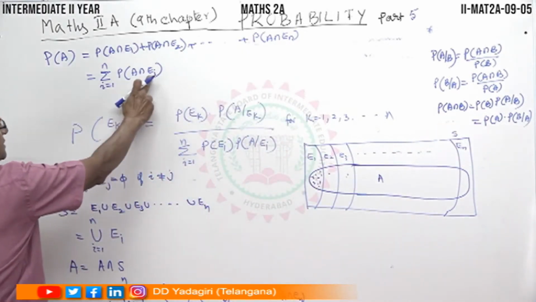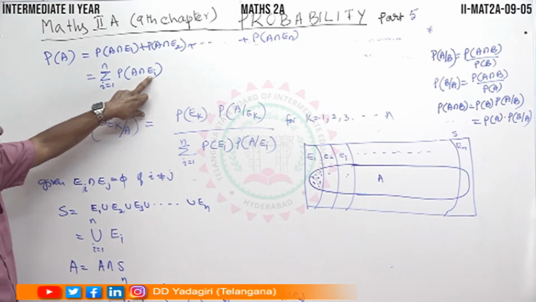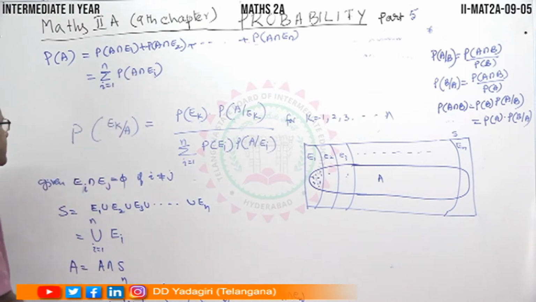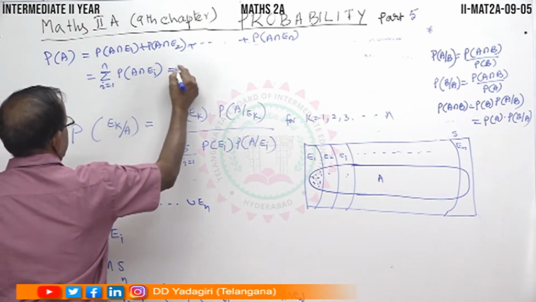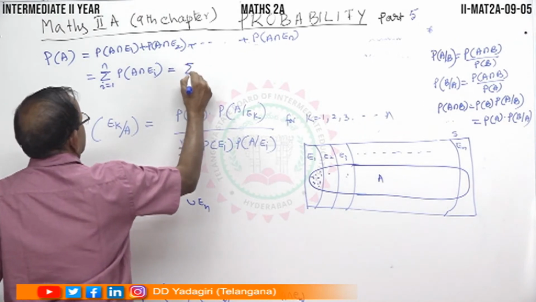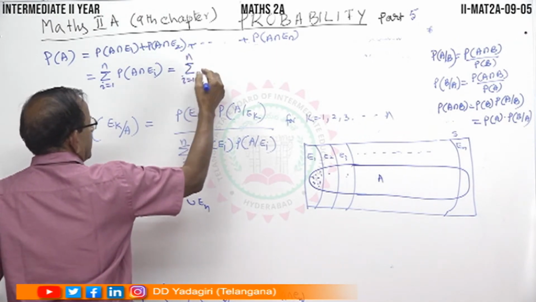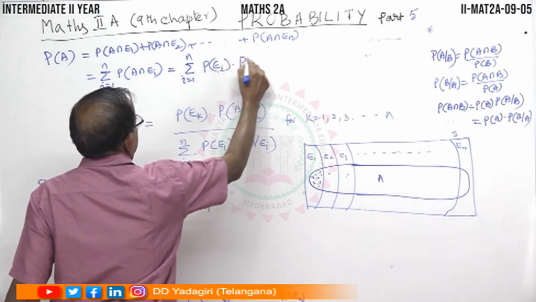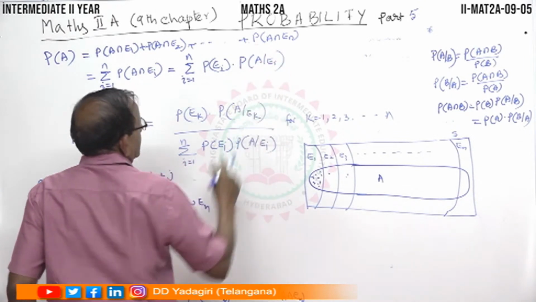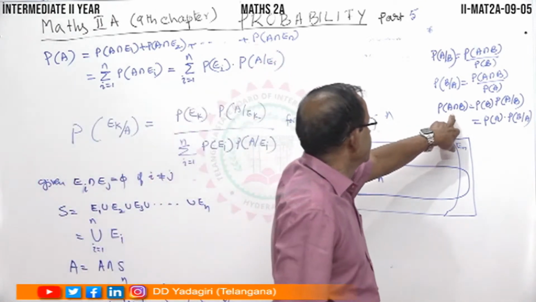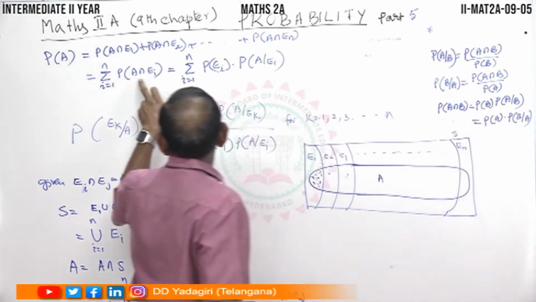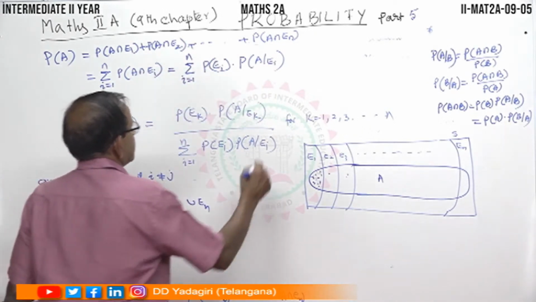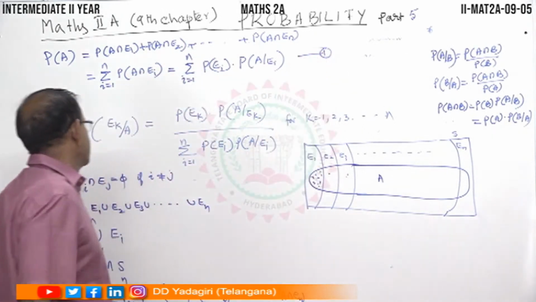Now here, P of A, you consider this as P of A intersection B, for example. That is P of B into P of A by B you can write. This is equal to sigma i is equal to 1 to n P of Ei into P of A by Ei. By using this, P of A intersection B is P of B into P of A by B. Now you take this as the first result.